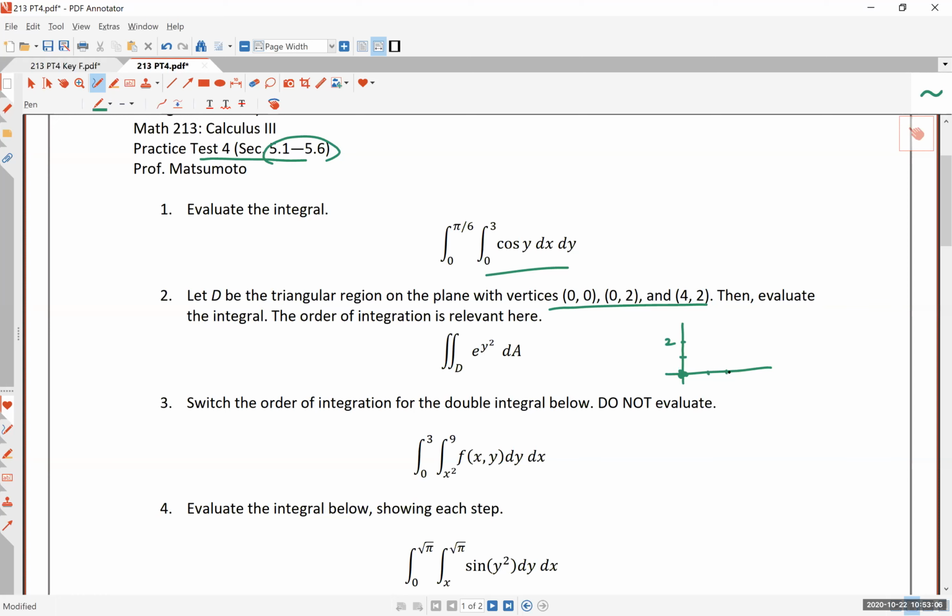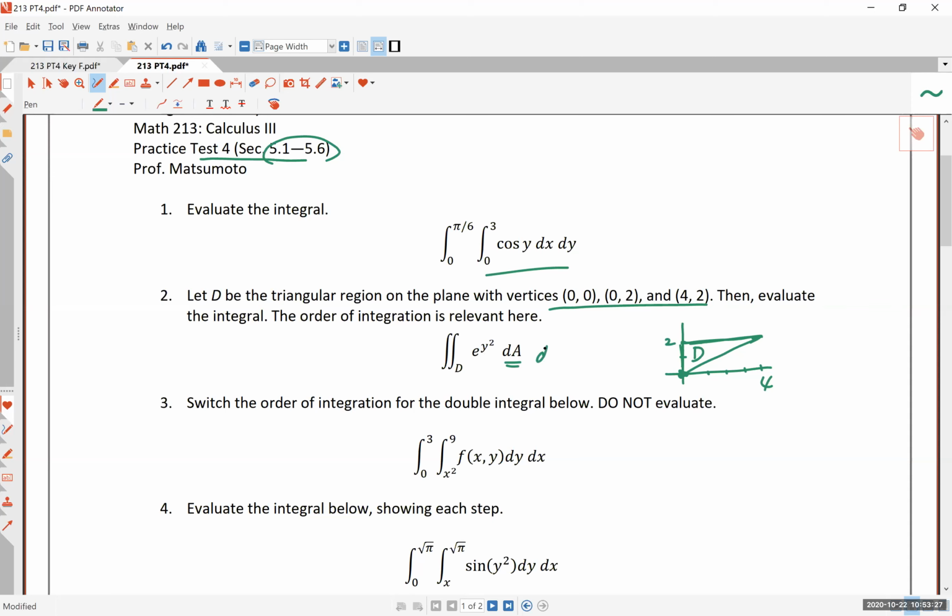1, 2, 3, 4. Think about this region. In fact, if I were you, I would quickly draw a picture of this so that I can clearly visualize what I'm doing. Then evaluate this integral. The order of integration is relevant here. dA, and of course this is over D.